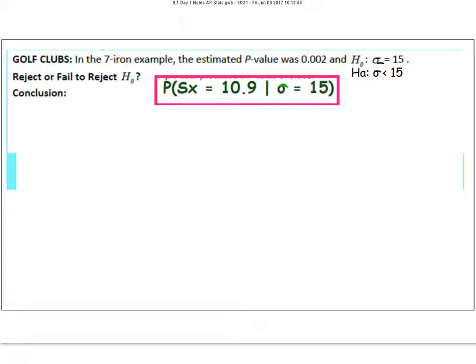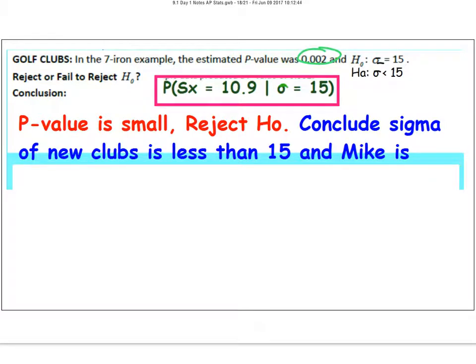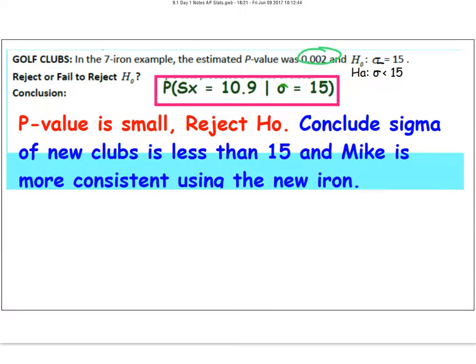What is our conclusion? Based on that, we can see that the p-value is small, so we do reject H sub O, and what do we conclude? We just conclude this statement here, so look right back at it and just say this. We conclude sigma of new clubs is less than 15, and Mike is more consistent using his new iron. The easiest way to state this blue portion in context is to literally just go right back up to the alternative hypothesis and put it in words as it relates to your problem.